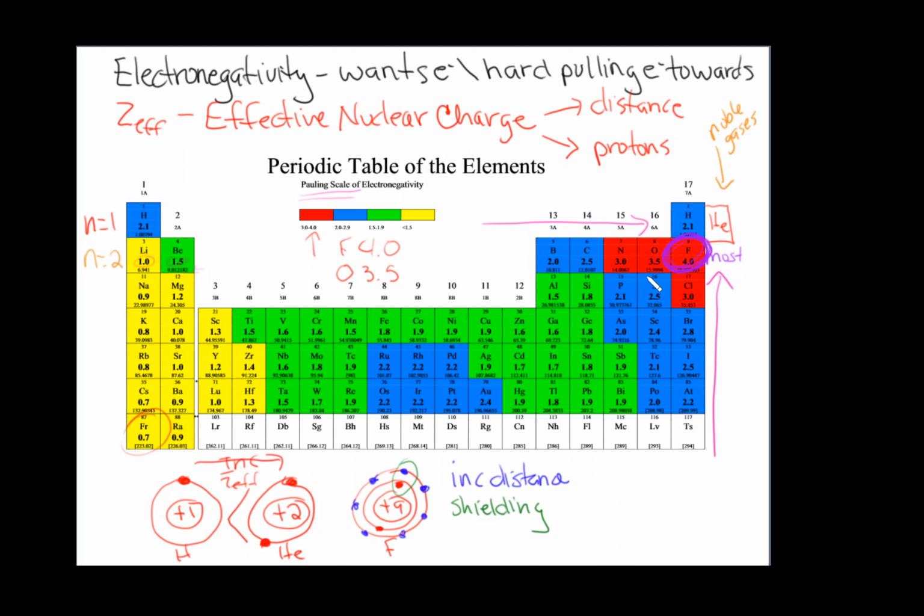And then take a look at chlorine and nitrogen. How come they're identical? Remember, if you get into a bigger shell, just because you have more protons doesn't rule everything. So nitrogen and chlorine are pretty much tied at 3.0. So anybody in the red, those are the really electronegative elements on the periodic table.